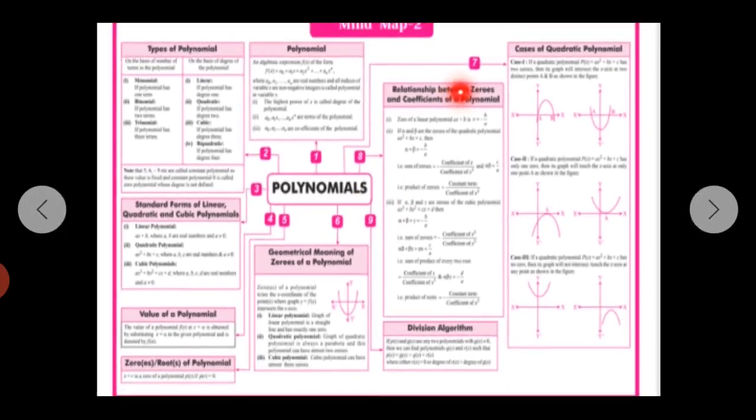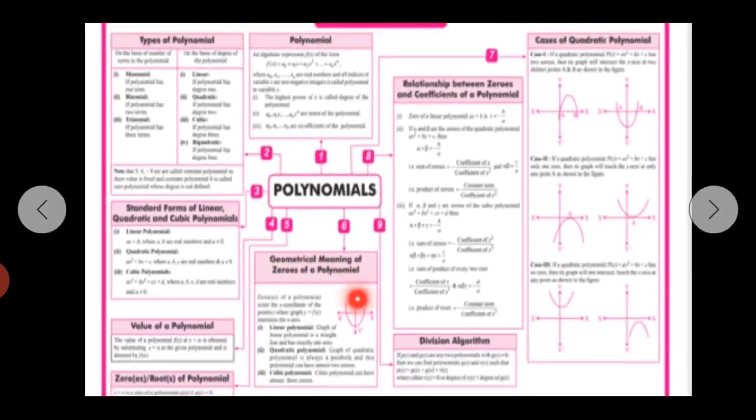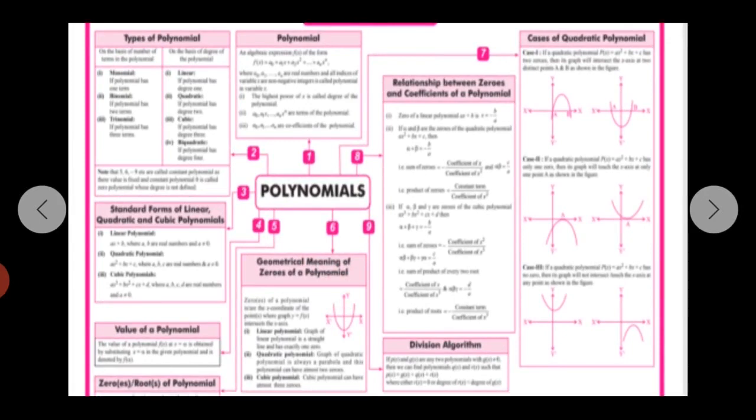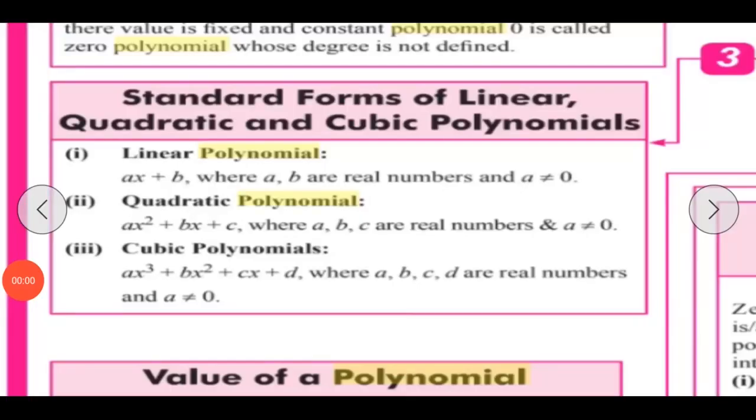So what are the basic concepts that we needed? We already discussed them in our earlier video, so we have a quick recap here. The first point in the mind map is the polynomial, which we already discussed. After that we should know about the types of a polynomial. Then we should know about the standard form of a linear, quadratic and cubic polynomial.